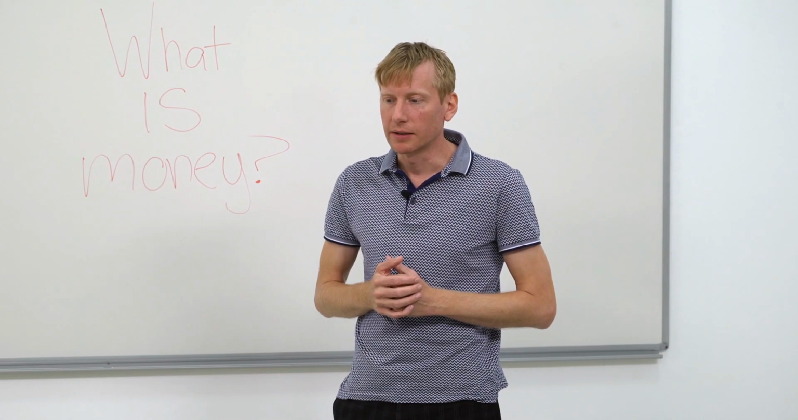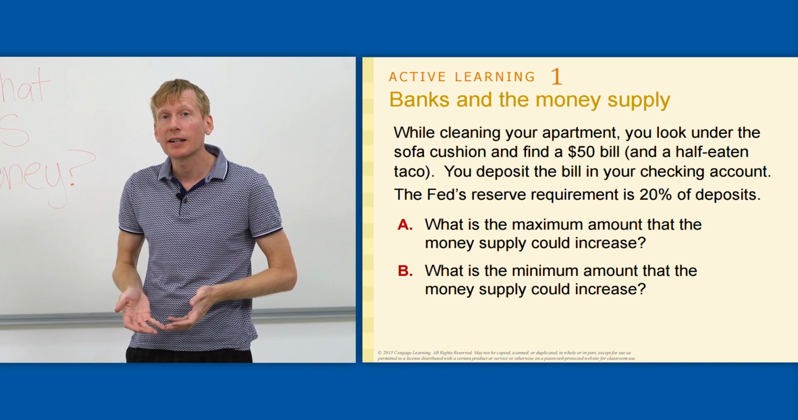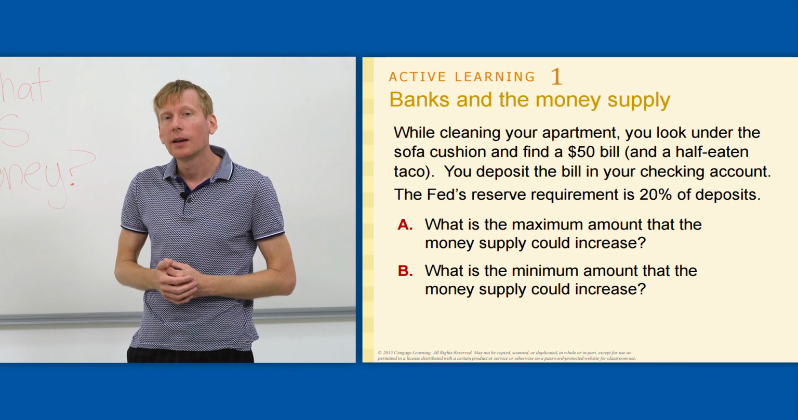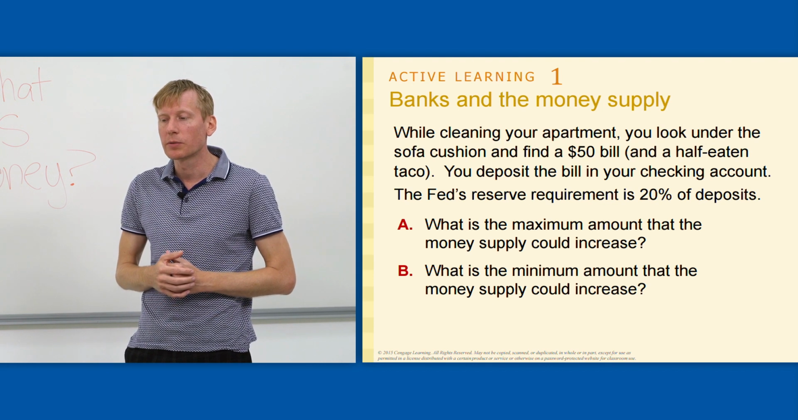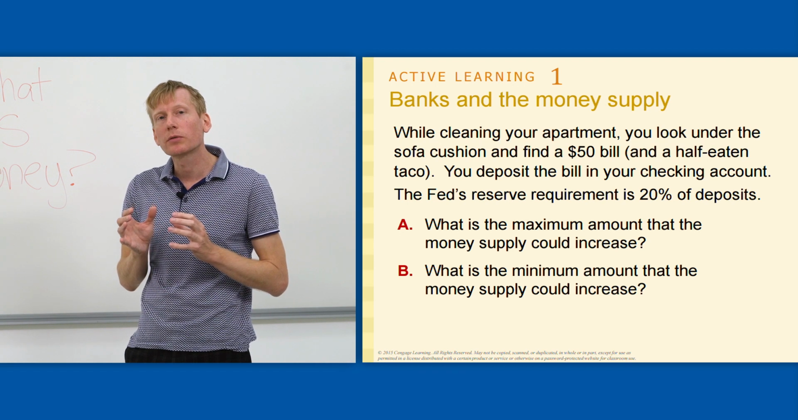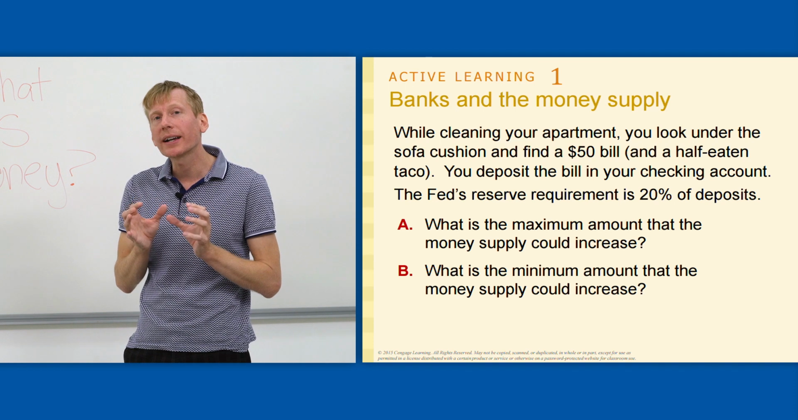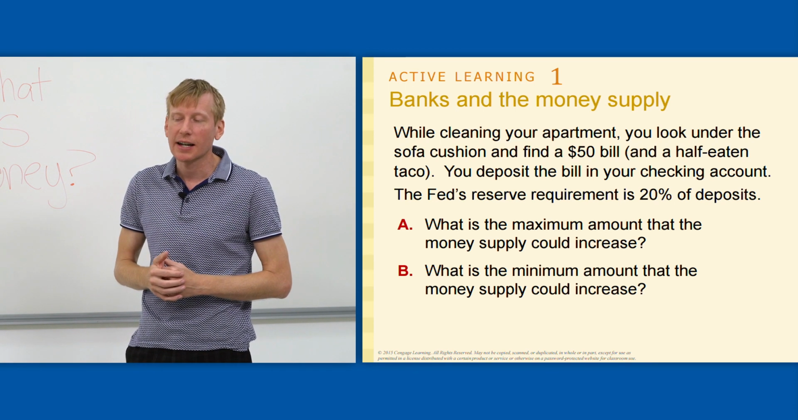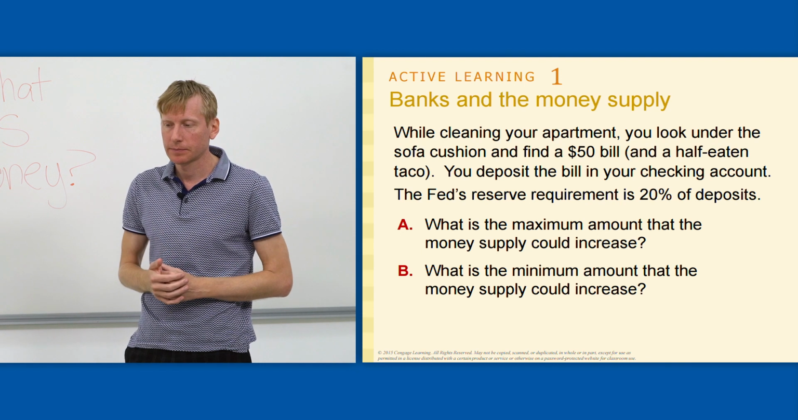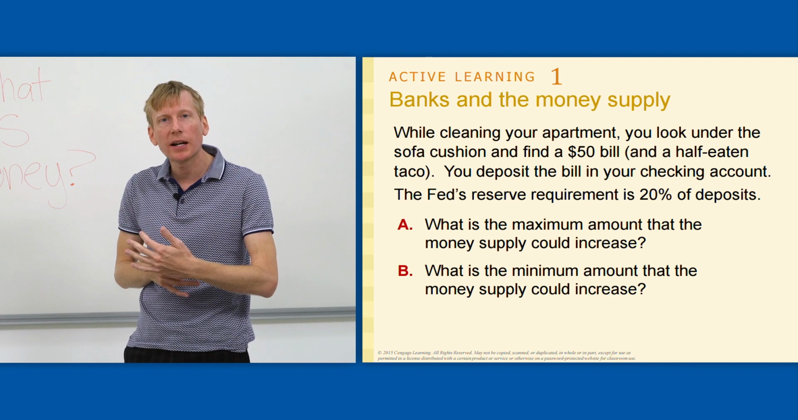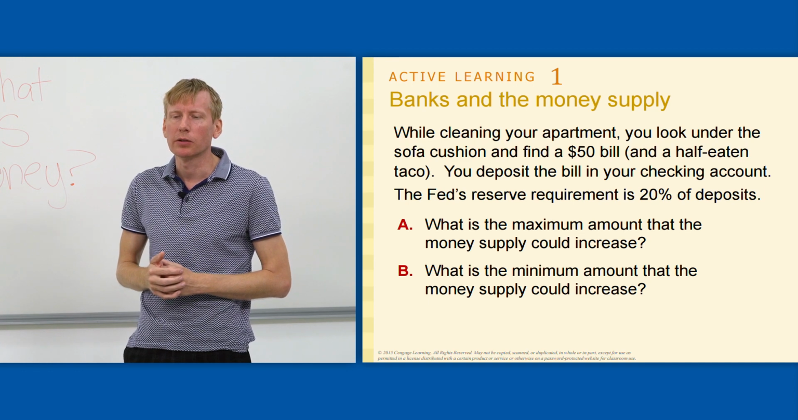Now, for a worked example, suppose we look at a specific case where you find some money, a sudden increase in the amount of currency in the money supply. And we look at what the impact will be on the overall money supply given different scenarios for reserves and reserve requirements. Suppose the Federal Reserve requirement is 20%, and we imagine that the actual reserve ratio is 20%. Suppose you find a $50 bill, and that's the initial increase in the size of the money supply. What would the maximum amount that the money supply could increase be? And in a different scenario, what would be the minimum amount the money supply could increase?